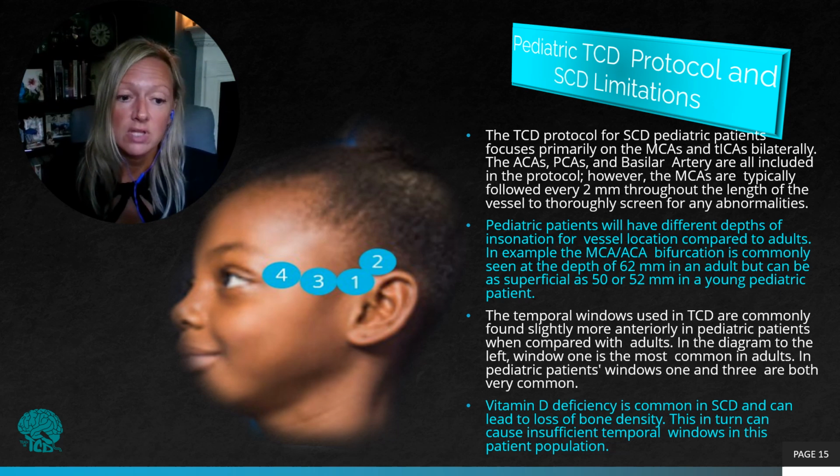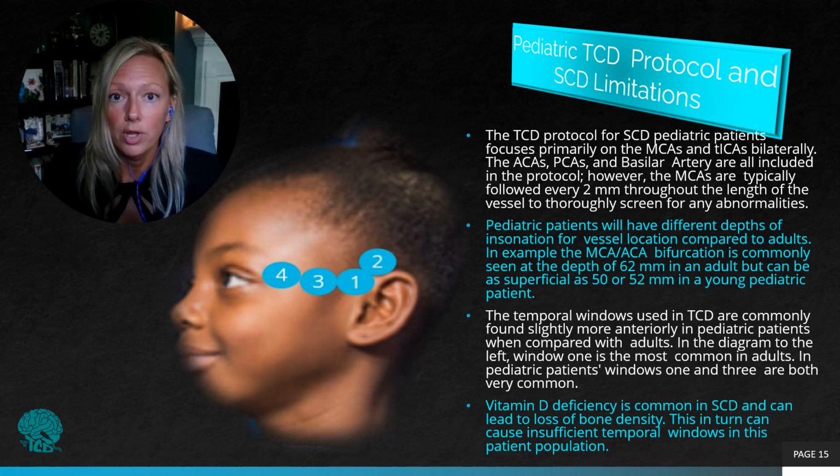This is the most common window for the adult population. Now, with pediatric population, the most common windows are 1 and 3. So if you have your probe placement just in front of the ear or a bit more center on the side where the temporal windows lie. Now, your window will also determine the angle of your probe.